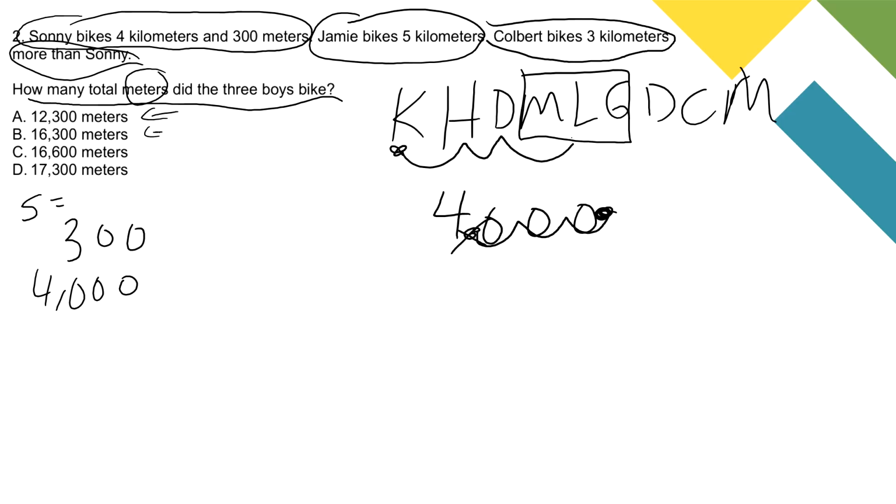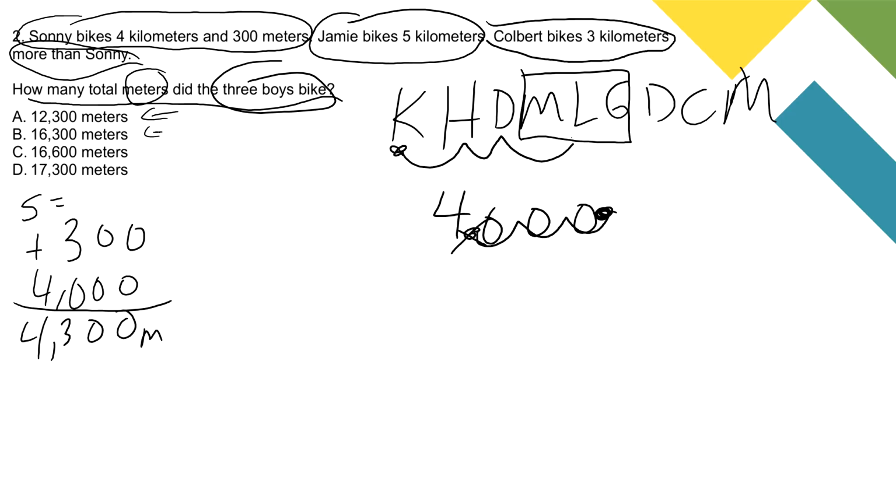And if my question is asking me about a total, what do you think I need to do with the 300 I already had and the 4,000 I just found? That's right, I need to add them. So Sonny has 4,300 meters. All right, but we're not done. The question said how many total meters did the 3 boys bike? So I need to find out everybody.